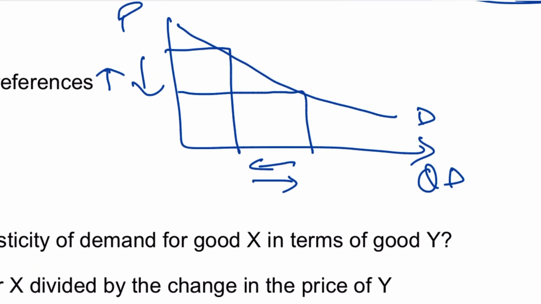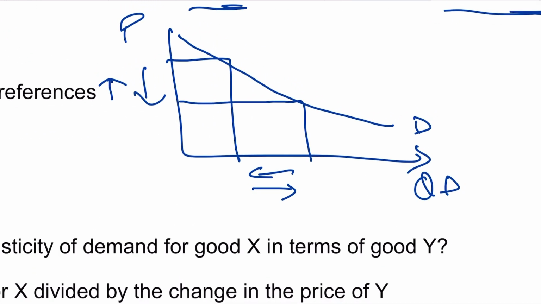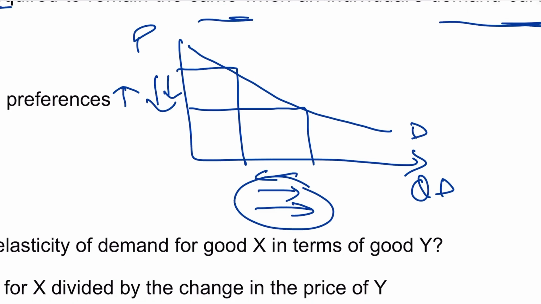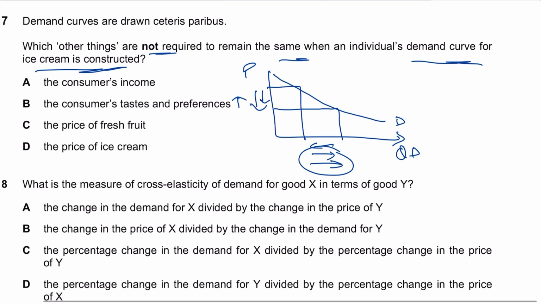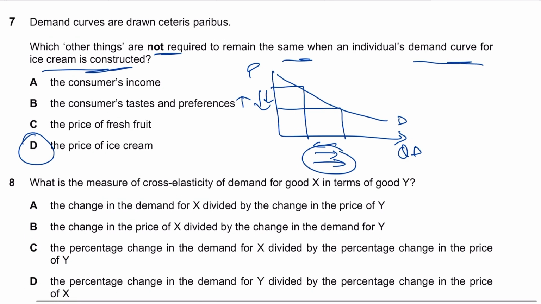Because you can question me, right? You can say that the quantity demanded could rise maybe because of good advertising, but I'll say, hang on, we are keeping that factor constant. We're only assuming that the price has fallen. So that is why we're keeping other factors constant. So what other things are not required to remain the same? The price is not required to remain the same, because all the other factors are kept constant, not the price. So that makes 7D the right answer.